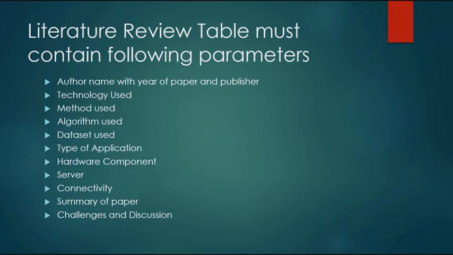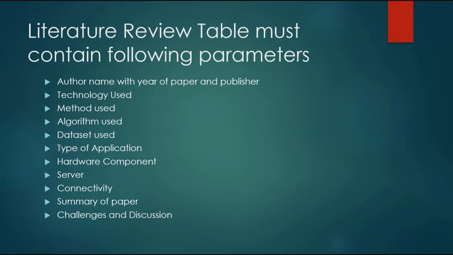The second column will be the technology used. Then the third column is the method or methodology used. Then the algorithm used, which algorithm the authors proposed. Then which data set they have used. In some cases one data set is used by different authors, one technique is used by different authors, or one technology is used by different authors. That might happen, so for that reason we need to draft a table which consists of all these basic parameters.